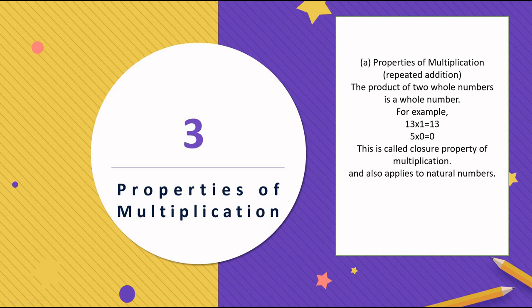Now the third property, properties of multiplication, repeated addition. A: The product of two whole numbers is a whole number. For example, 13 multiplied by 1 is equal to 13, and 0 multiplied by 0 is equal to 0. This is called the closure property.